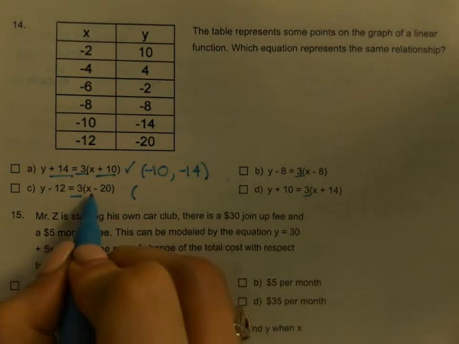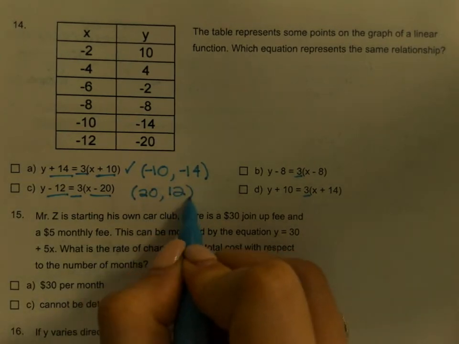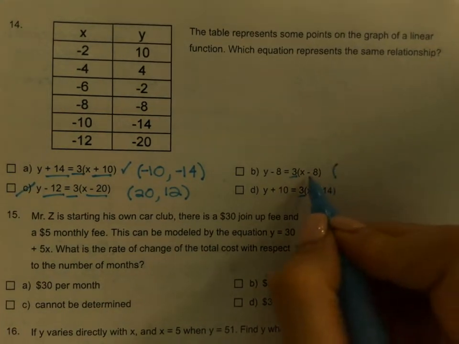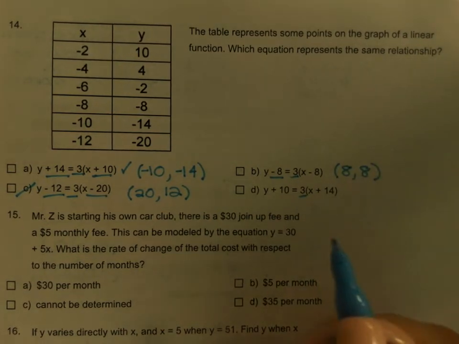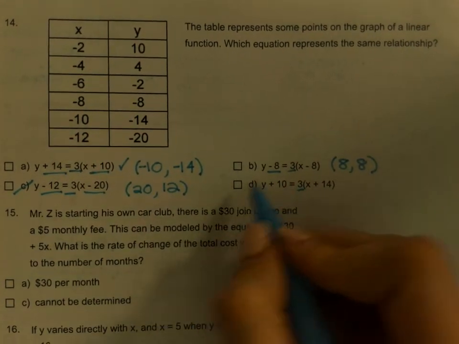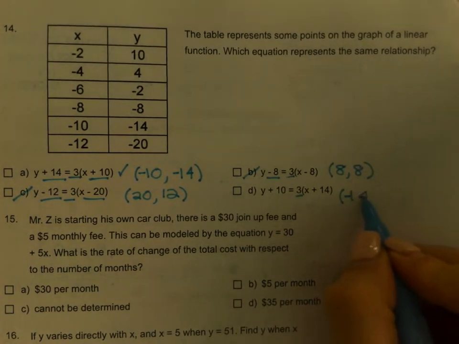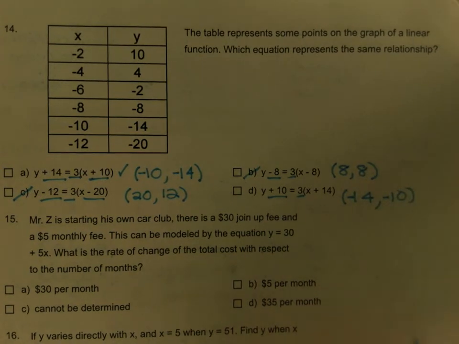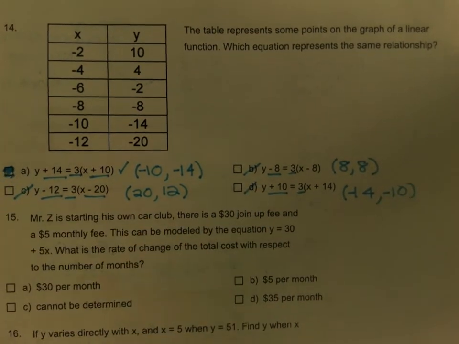Let's double check. The x value would be a +20. The y value would be a +12. That's not on there. Here, the x value would be a +8. The y value would be a +8. That's not on there. Here, the x value would be a -14. The y value would be a -10. When you're pulling out the point, remember to flip your signs. That's not on our table either, so we were correct at the beginning. The answer is A.